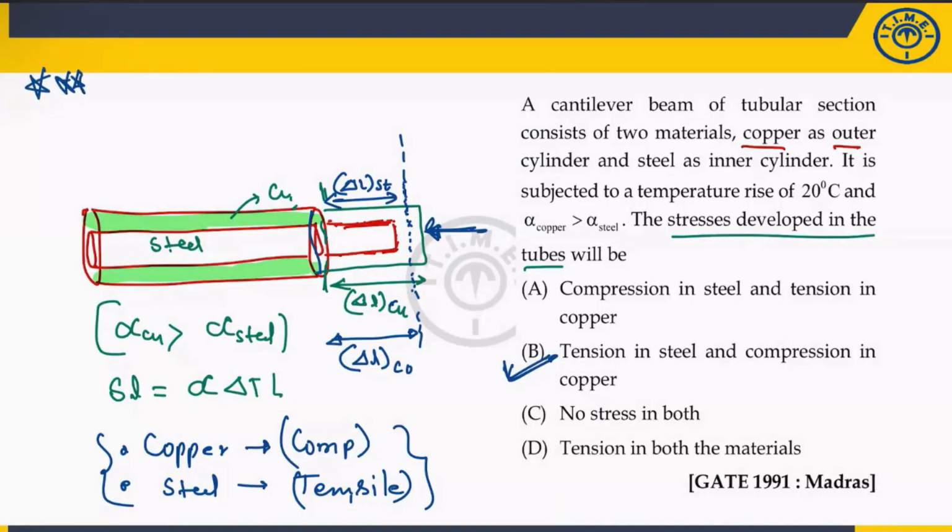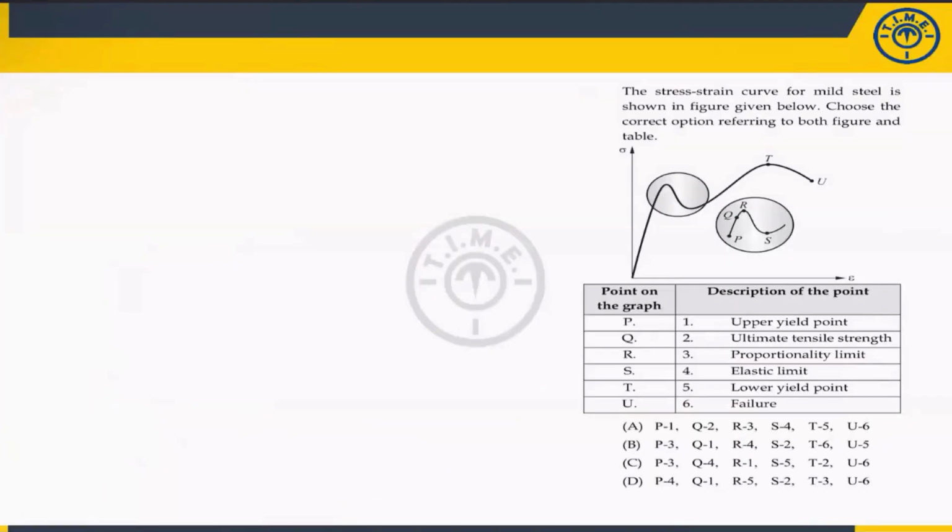Okay. So I hope you understood this concept. Now, one more question. It is basically related to the stress and strain diagram. There are various points on the stress strain diagram, so you have to identify which one will be the correct. They have given one stress strain diagram for mild steel, and you have to identify which point belongs to which one.